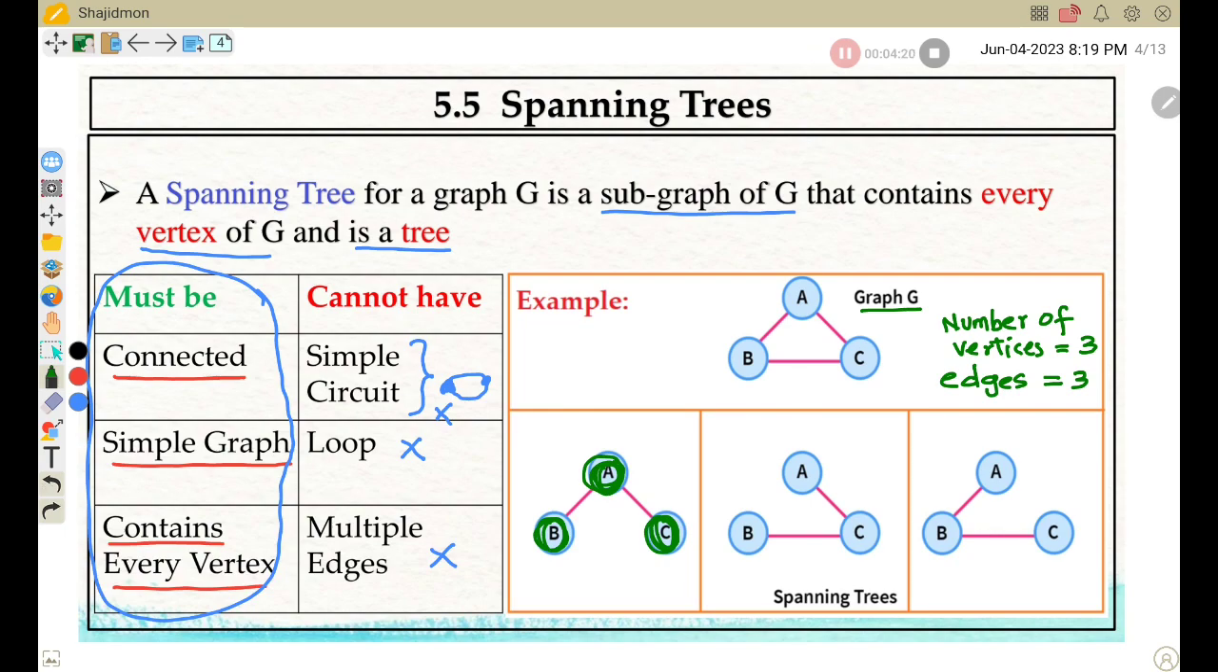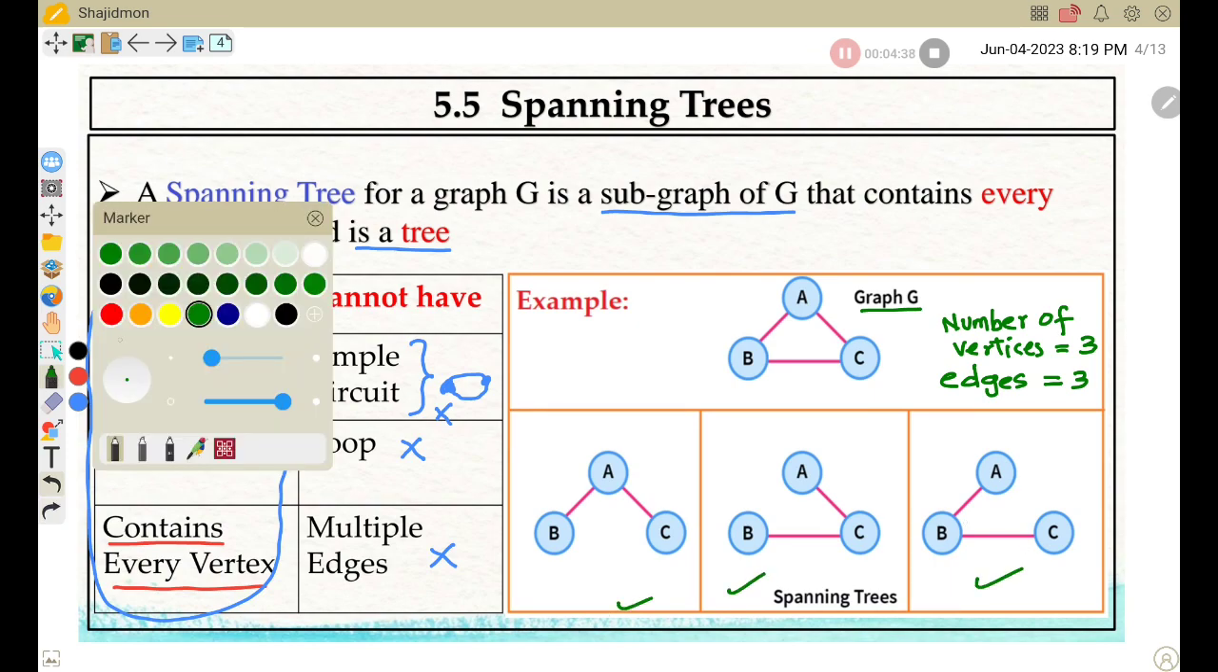And it should be a simple graph. Simple graph means there are no multiple parallel edges and no loops. So we have only two edges in this spanning tree, with A, B, C as the vertices. In the same way, we can draw another one, and I have drawn the other spanning trees here.